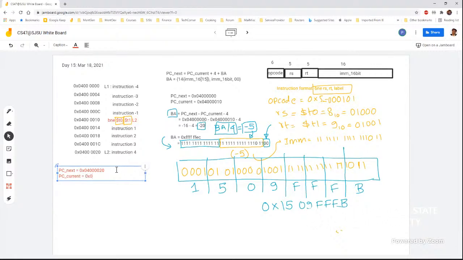Which is 0400 0010. That means my BA in this calculation would become PC next, which is 0400 0020 minus 0400 0010 minus 4. Take a hex calculator and do that calculation. So it will be like 4 zeros.